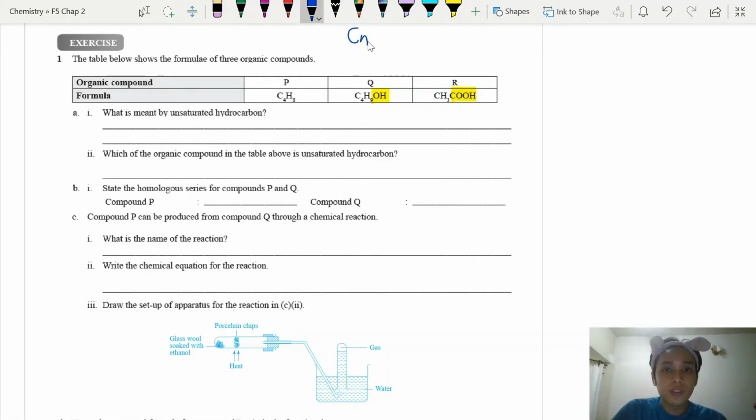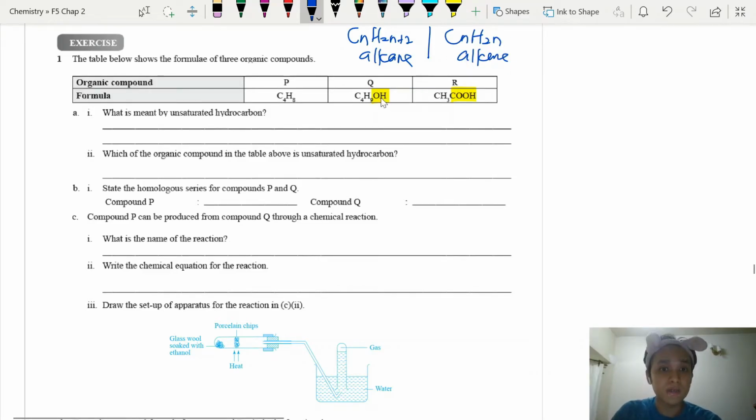So you need to remember the general formula for your alkane and alkene. CnH2n+2 is alkane, whereas for alkene it is CnH2n. You need to remember the general formulas. Now in this case, C4H8 means it's an alkene.